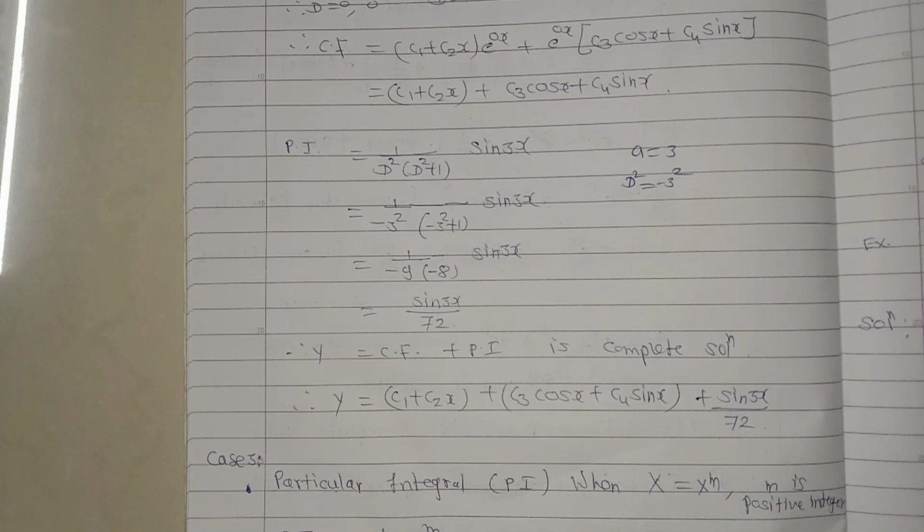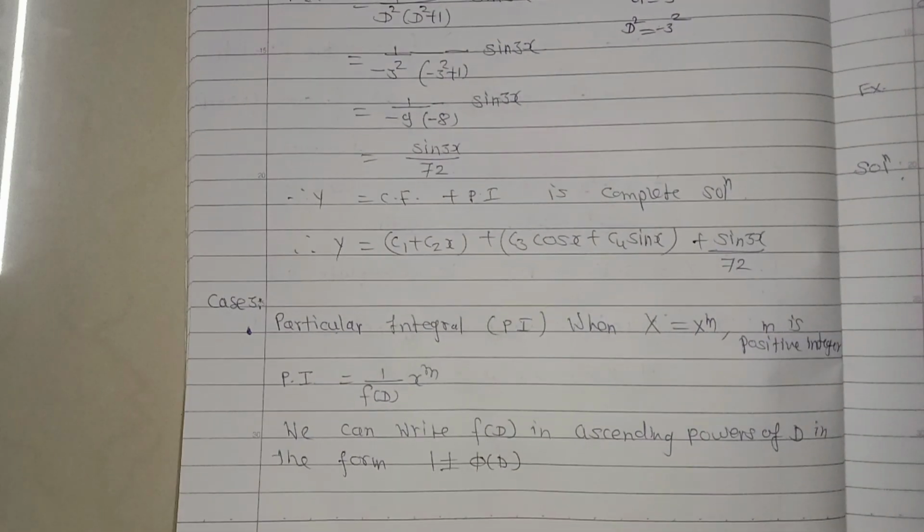Now we consider case 3, that is particular integral when X equal to x raised to m, where m is any positive integer. That means when the operating factor is x raised to m, for example x square, x cube, x raised to 5 and so on, where m is a positive integer, then particular integral equal to 1 upon f(D) operated on x raised to m.